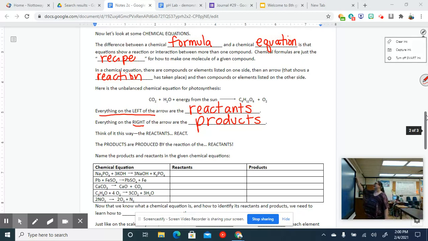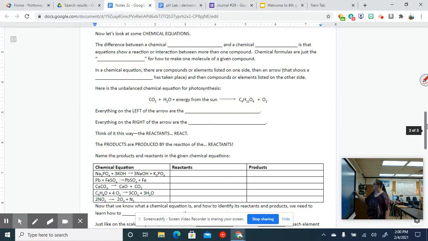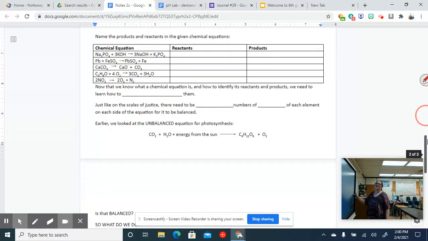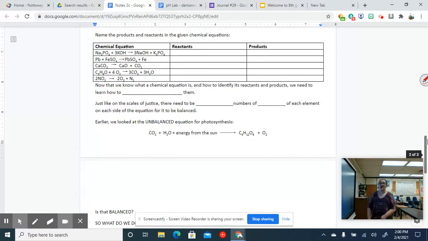So, like I said, no matter how simple or complicated, you can figure out what are the reactants and the products, because everything on the left is the reactants. Everything on the right is the products. So for this section, I want you to look at the given chemical equation and then break it up into the reactants and the products. Now, do you have to know what the stuff is? Of course you don't. You just have to know that everything on the left is the reactants and everything on the right is the products. I'm going to do the first one with you. Do it together, and then you can do the rest of them on your own.